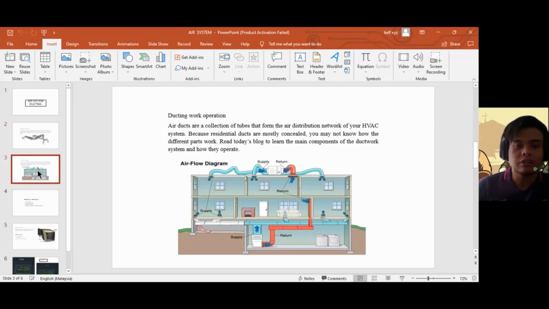Next, how the ducting operates. The air ducts are a collection of tubes that form the air distribution network of the HVAC system. The air supply will supply air from the supply unit to all rooms, and then the hot air will be returned. So this supply will be connected to all rooms and also the return.